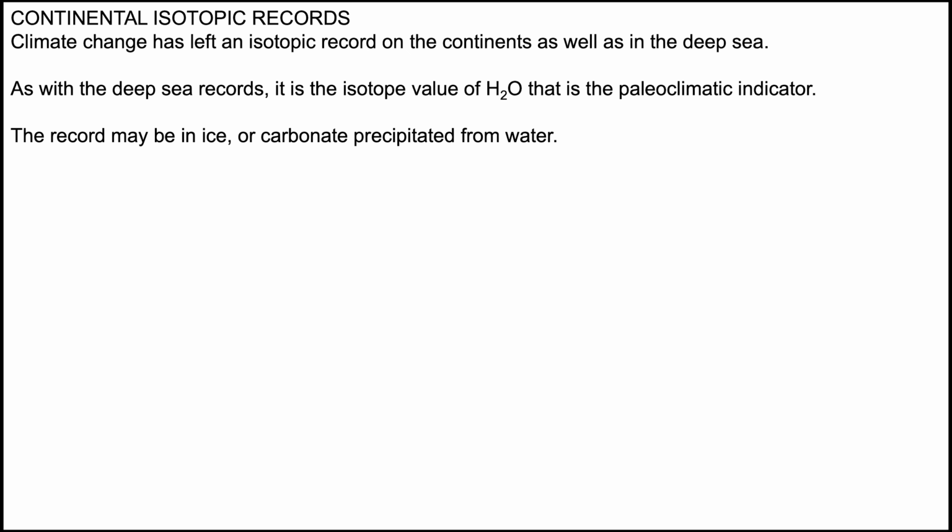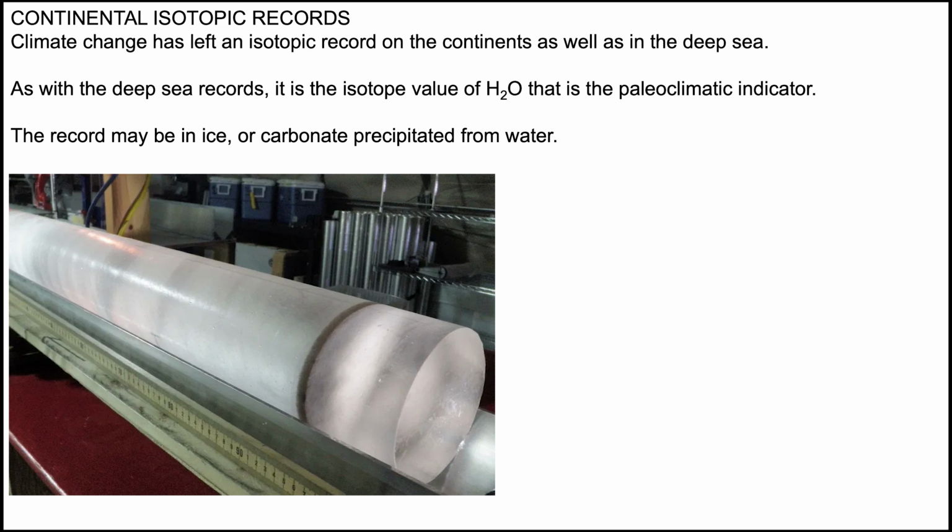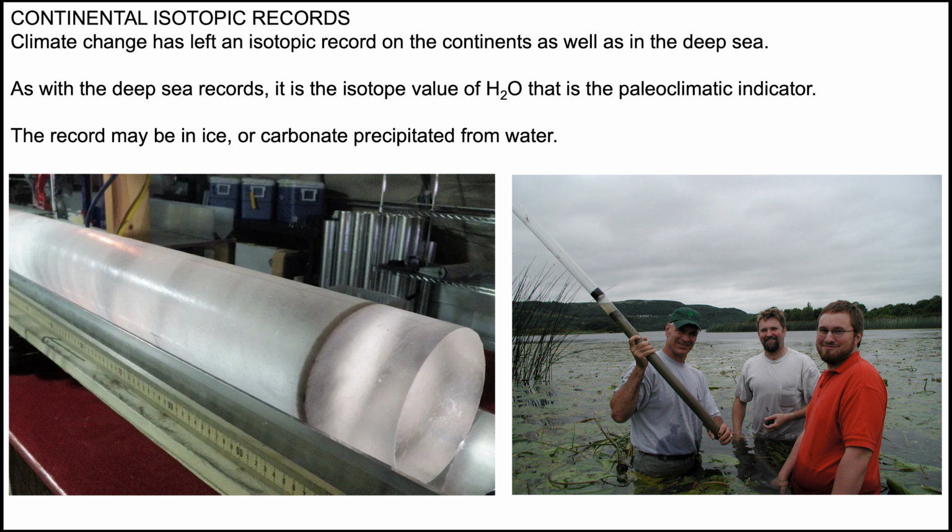Unbelievable. When we look at continents, things get a little more difficult. Climate change leaves a record on continents, as it does in the deep sea, but on the continents, the complications are greater. A record may be stored as ice or carbonate precipitated from water, either in a clamshell that's deposited in sediment, or a speleothem which precipitates carbonate as water is dripping from it in a cave.